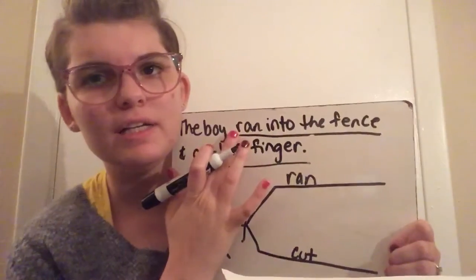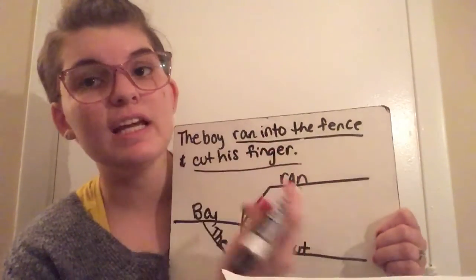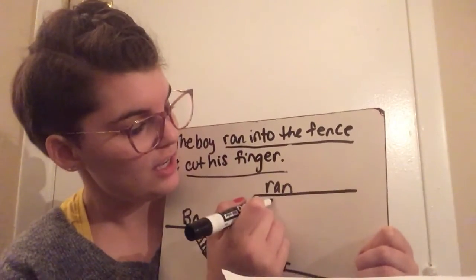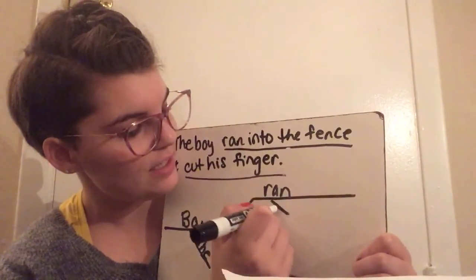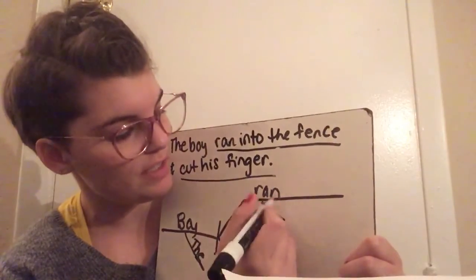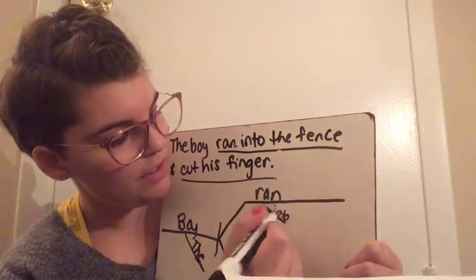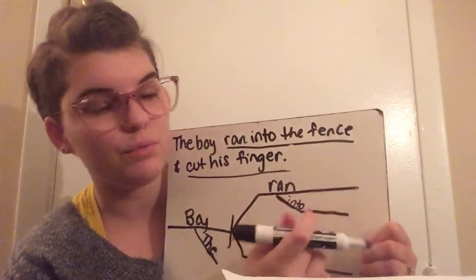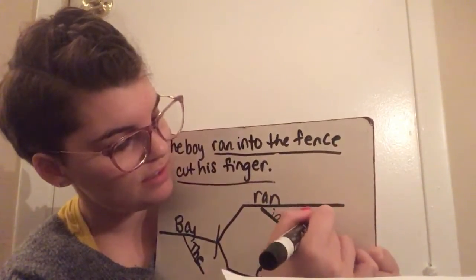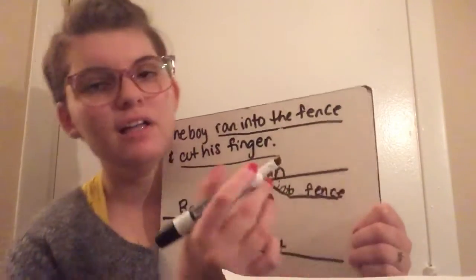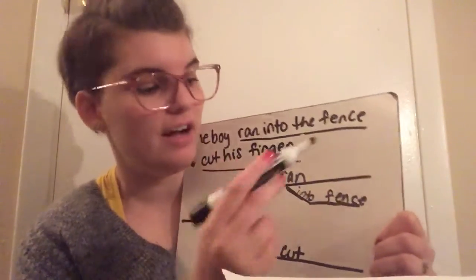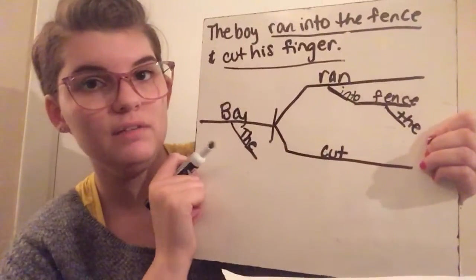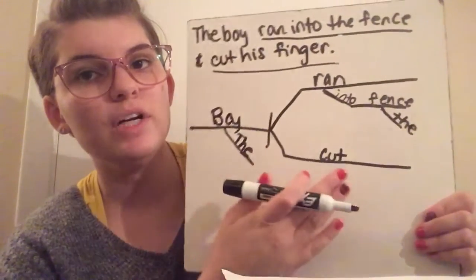What did he run? Well, he ran into something. Into is a preposition that modifies the word ran. The whole phrase is going to be into the fence. So we have into, and then you're going to branch here to show us what he ran into. What did he run into? Fence. But I'm missing that key word, that key modifier. He ran into the fence. Okay? And then what else did he do?